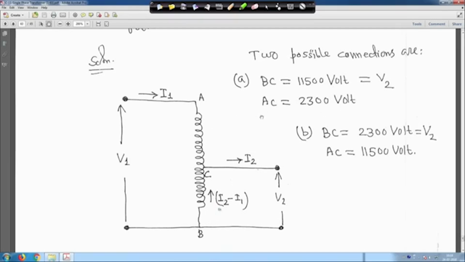Now, another case is BC is equal to 11,500 volt, in that case this is V2, this is one possible connection. Another, you can take AC 2300 volt, that is, if you take BC 2300 volt, then AC will be 11,500 volt. Just two possible connections are possible with this, right.